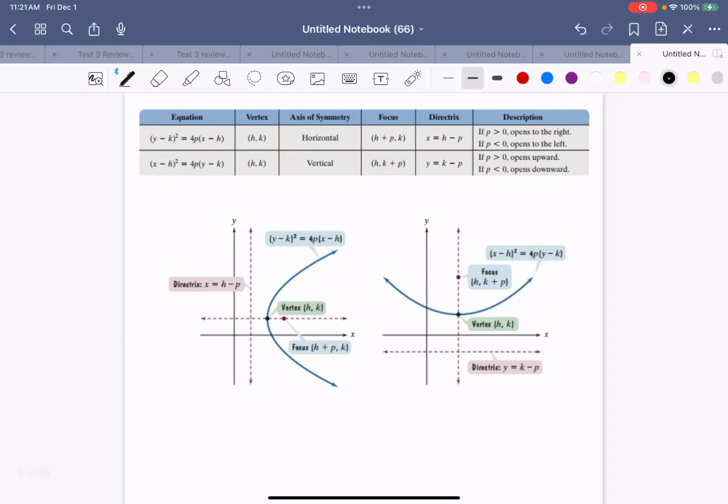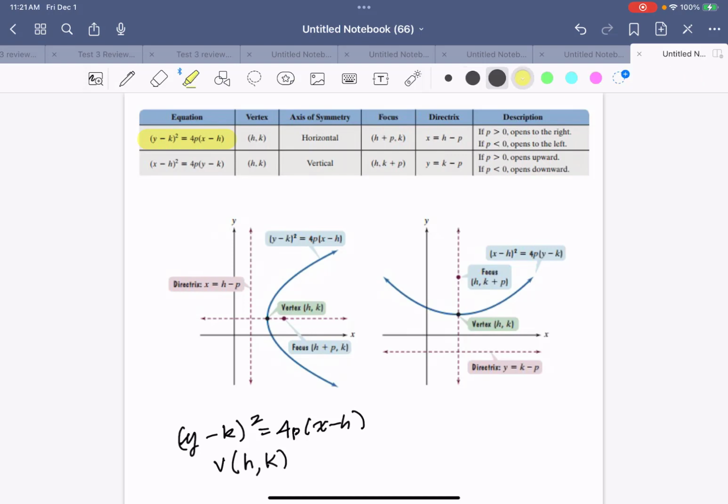Now, if we move the parabola away from the origin, in order to find the focus and the directrix, we're going to be in this format. It's going to be (y minus k) squared equals 4p(x minus h). So the vertex is going to be at (h, k). It's the opposite of what's in the x and the opposite of what's in here in the parentheses with the y.